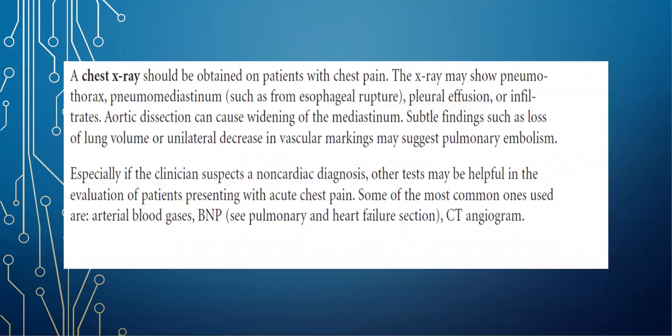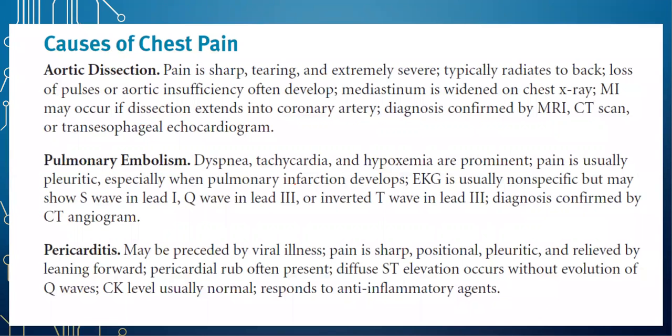Next, move on. So after you have done the cardiac enzymes, what else can be done in a patient with chest pain? You can do a chest X-ray, especially since a chest X-ray can show if there is any pneumothorax, pneumonia, or pleural effusion. Even sometimes if it is an aortic dissection, you can get widening of the mediastinum. Now, let's move on one by one to the causes of chest pain that we are discussing.